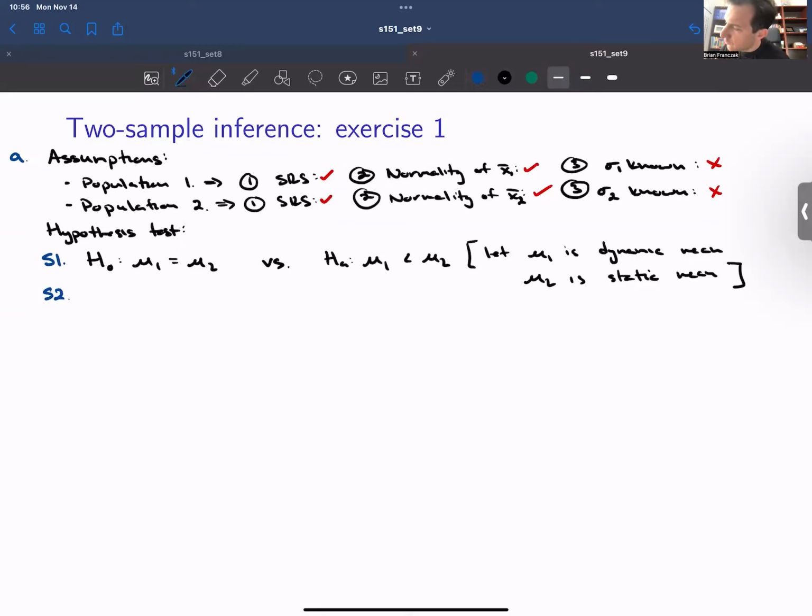All right, so on step 2, we will simply state our significance level, which is the 5% significance level in this illustration.